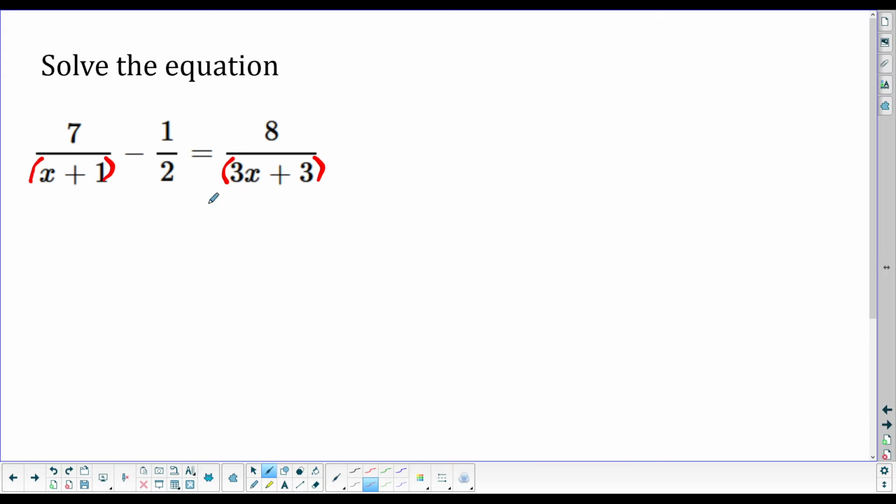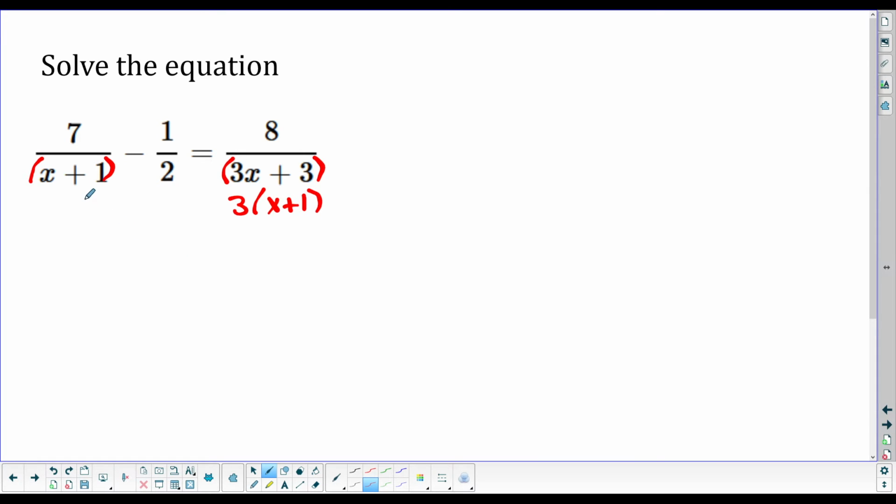So again, I'm looking for that least common multiple, the thing that I can multiply by to cancel out an x plus 1 and a 2 and a 3x plus 3. So I'm going to see if I can factor these. X plus 1 can't be factored. 2 is also a prime number that can't be factored. But if I look at 3x plus 3, that has a common factor in it. There's a GCF in there, the greatest common factor. 3 goes into 3x, and 3 goes into 3. And so I can rewrite this as 3 times x plus 1.